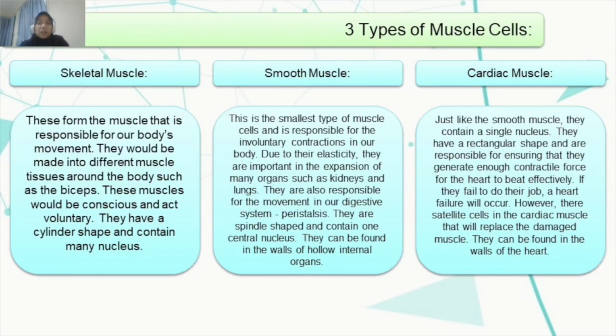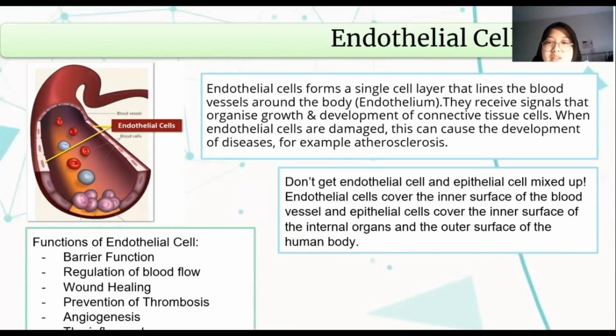Next will be about endothelial cells, and Dinya will talk about it. Endothelium cells form a single layer that lines the blood vessels around the body, for example, the coronary artery. When endothelial cells get damaged, they can cause the development of diseases, for example, atherosclerosis, which I'm going to be discussing in the next slides.